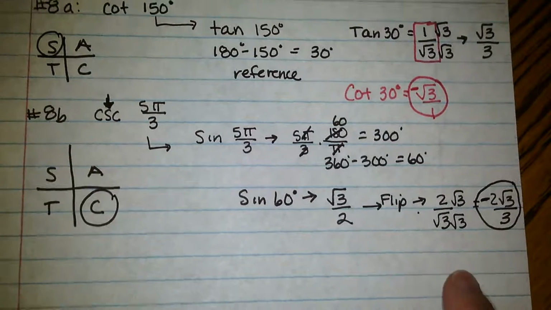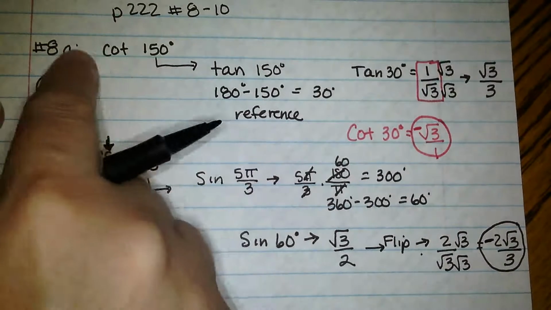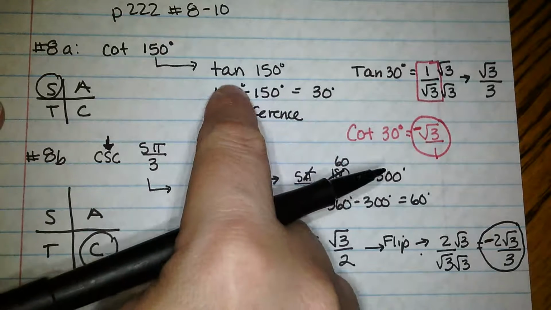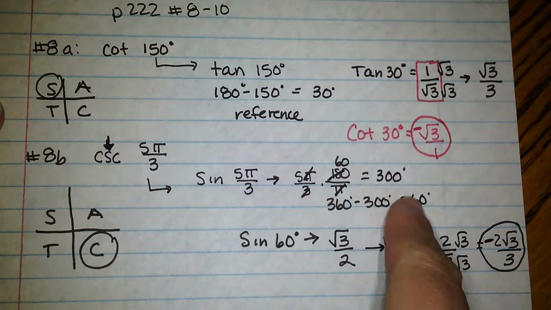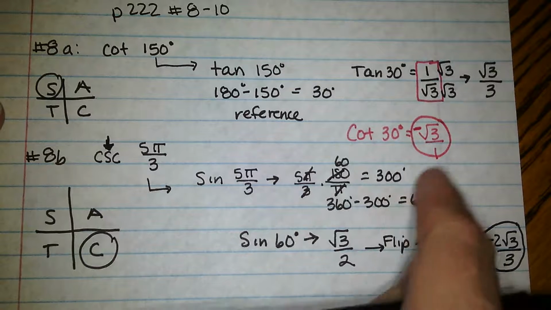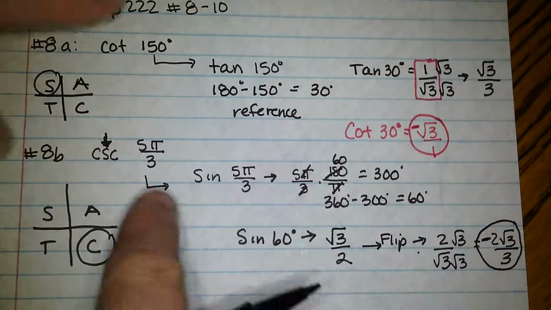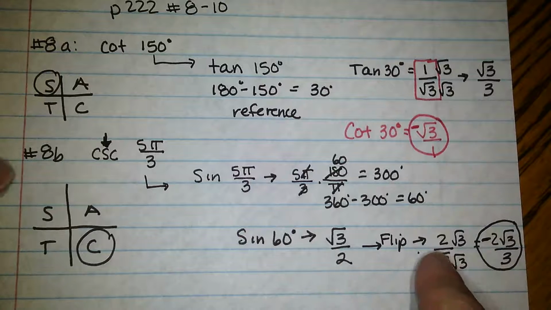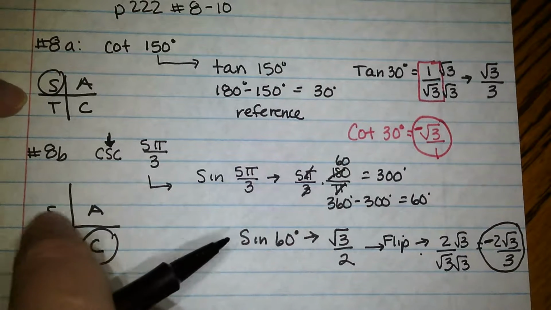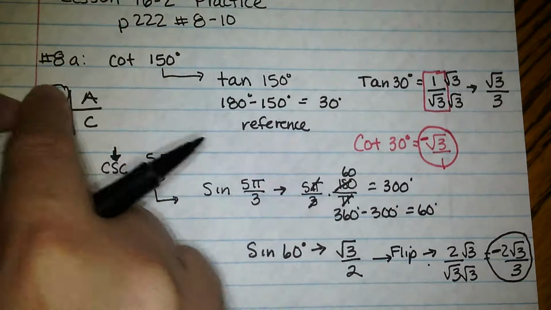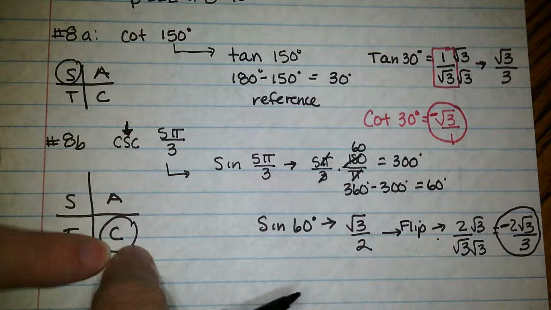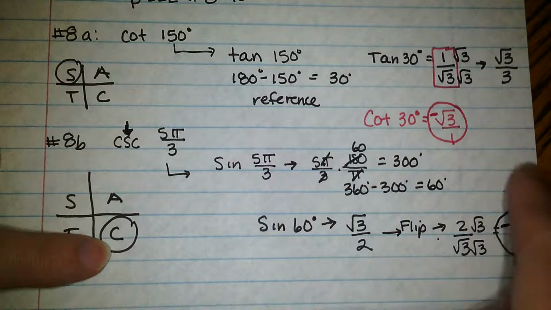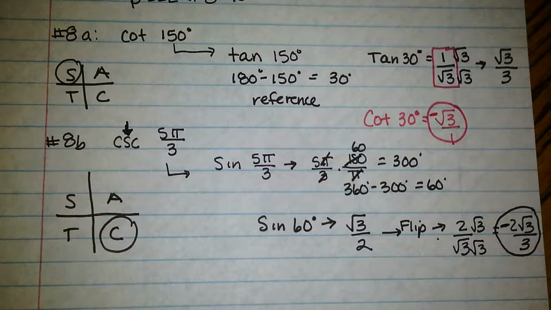All right, so recap for these two. Make sure that you're figuring out what your reference angle is. Make sure you're finding the value for your reference angle. Make sure that you take the reciprocal of it, because they're asking for reciprocal functions. And then go back and check your signage. Tangent is negative in quadrant 2, and sine is negative in quadrant 4. So these are both going to end up being negative answers.